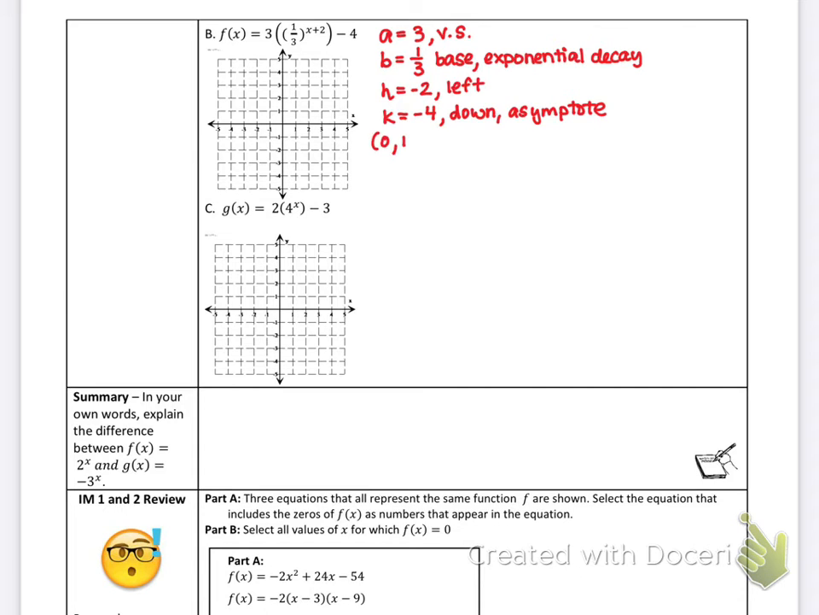And so we always want to start with the reference point 0, 1, but remember that our second reference point will be 1, B, and in this case our B is 1/3.